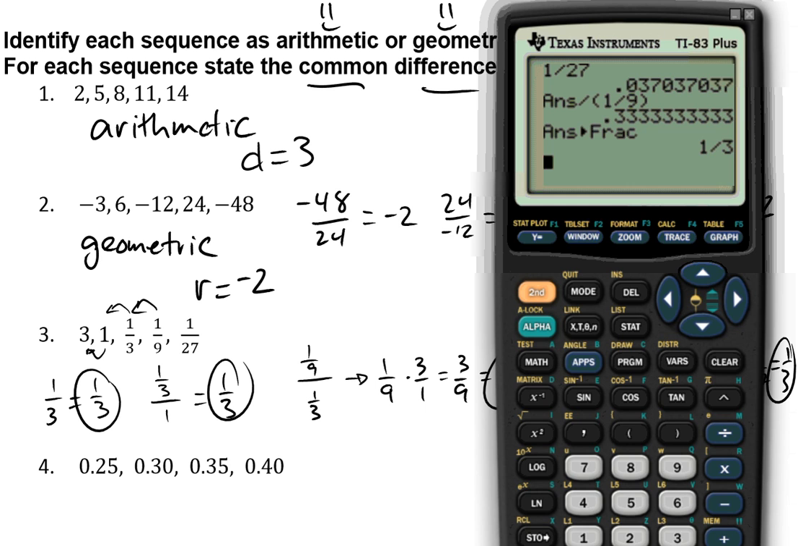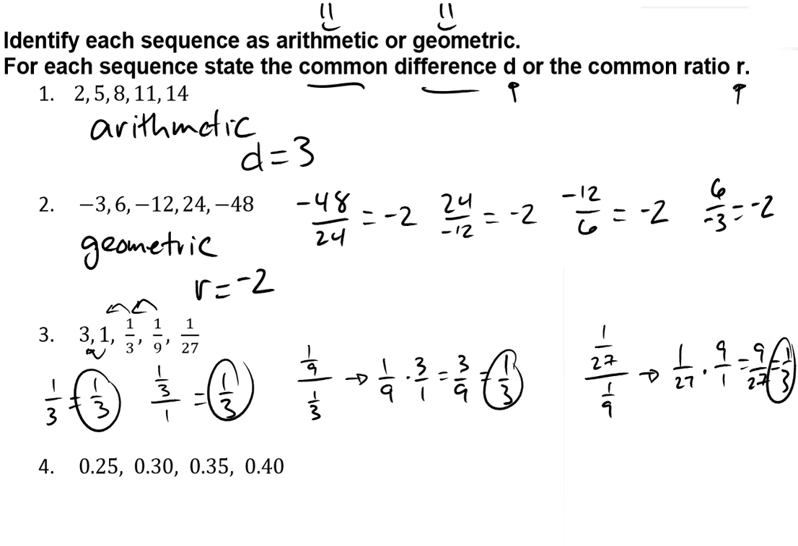So this is a geometric sequence. Every single time I move forward, I'm multiplying by 1/3. So I'll write geometric with my common ratio being positive 1/3.